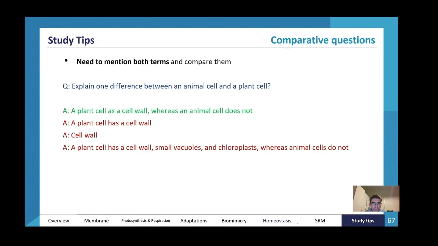If you deal with comparative questions, you need to mention both terms and compare them. For example, explain the difference between an animal and a plant cell. A plant cell has a cell wall, whereas an animal cell does not. You can't just say a plant cell has a cell wall and nothing else, right? You can't just say cell wall. Every time VCAA asks you a comparative question, they put a lot of emphasis on using a comparative word, because that's what the question is asking you to do, to compare. You can't just state only one thing. They don't really know what you mean by cell wall. You have to use full sentences sometimes and you have to be concise at the same time, which is a hard thing to do.